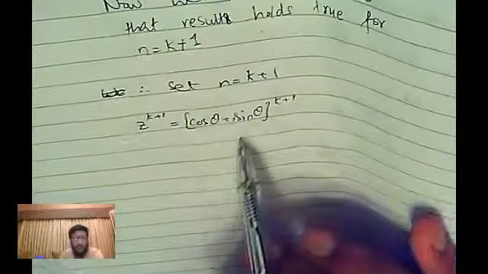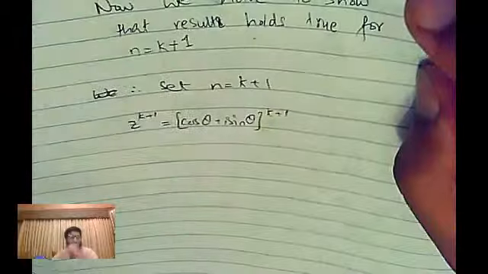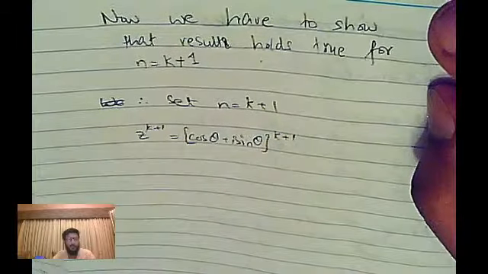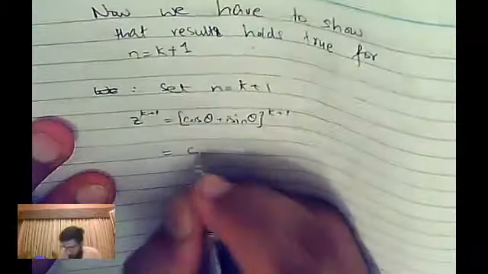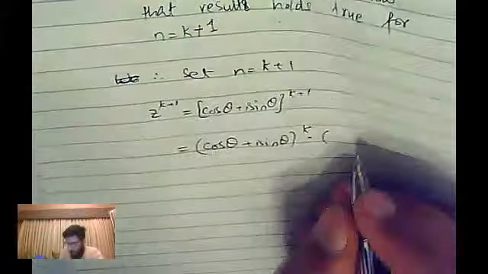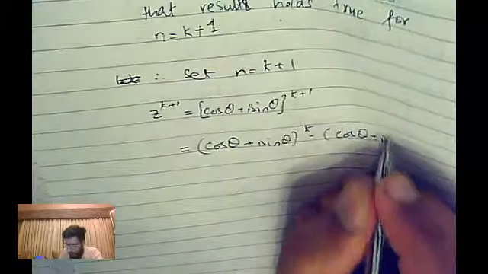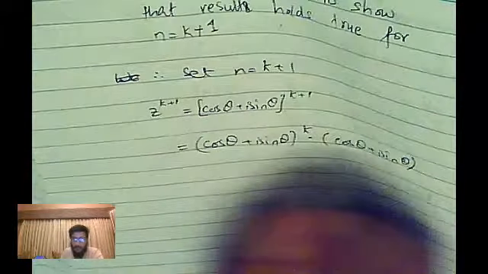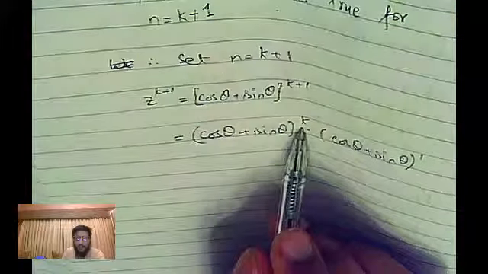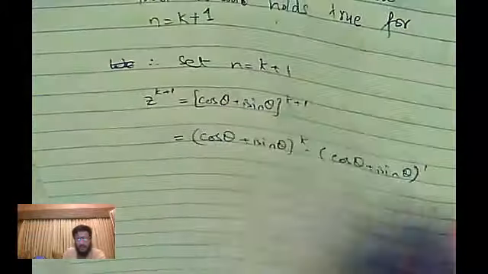Now what happens when one base has a sum of powers? The bases are the same and hence the powers add. So we can write this as cos theta plus iota sine theta whole raised to the power k times cos theta plus iota sine theta. We shouldn't have a problem with this, right? Same bases, the powers are going to add up. So if we go upwards, we're going to have the same function right here, cos theta plus iota sine theta, raised to k plus 1.